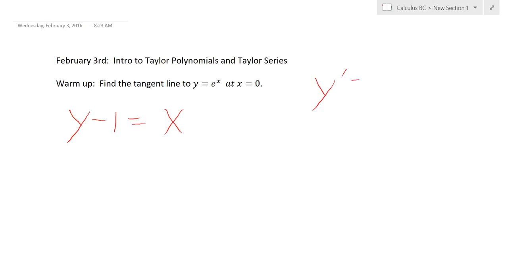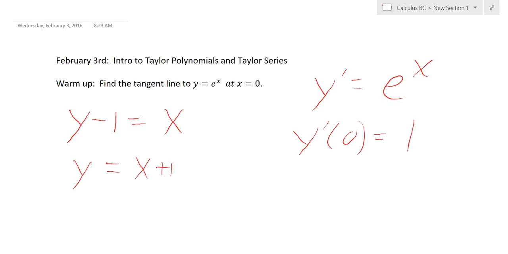So y prime is e to the x, but we want to know what y prime just at 0 is, and that's 1. So the slope of our line is 1, and then x minus 0. But really, for our purposes, we want to rewrite this as x plus 1. Also, for my purposes, let me cross out this y and put f of x. So we have f of x and we have y, okay? And the purpose of y is that it looks like f of x around the point where we created it, which was x equals 0.